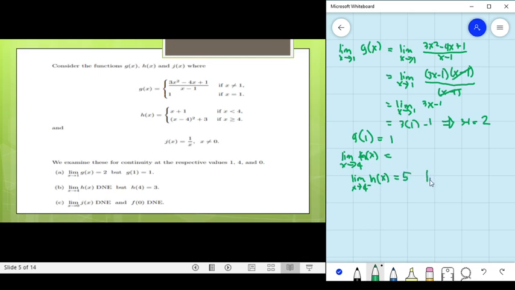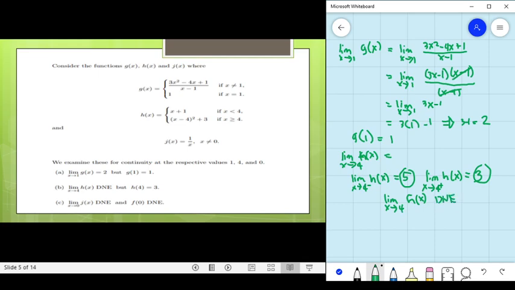Okay. And the limit of h of x as x approaches 4 from the right. So we are going to use the second one, replacing x with 4. That would be 4 minus 4 squared plus 3, which is equal to 0 plus 3, or 3. So since 5 and 3 are not equal, therefore we can say that the limit of h of x as x approaches 4 does not exist.